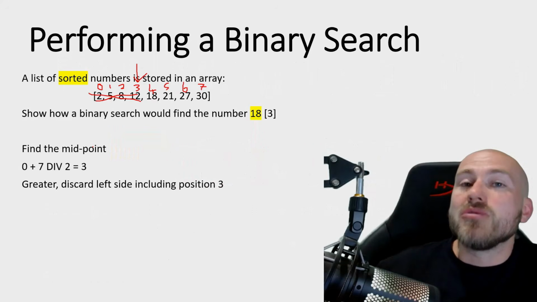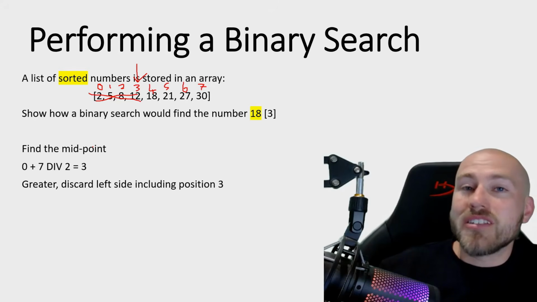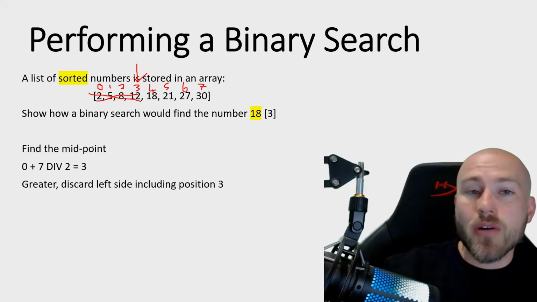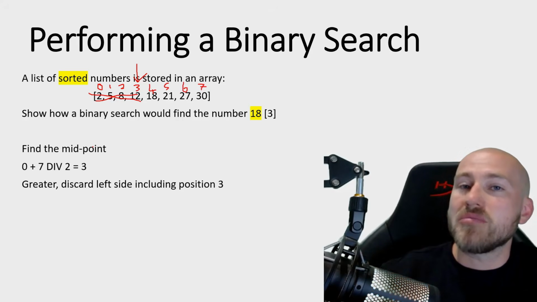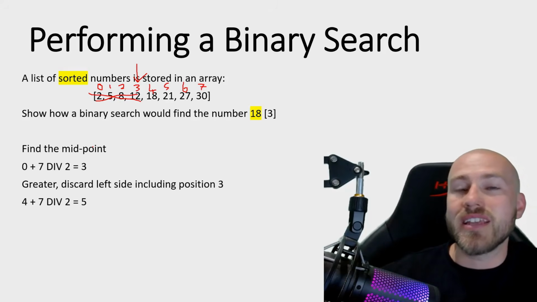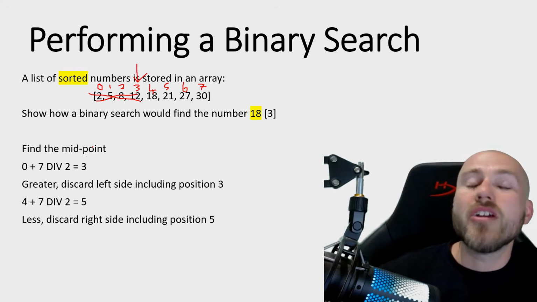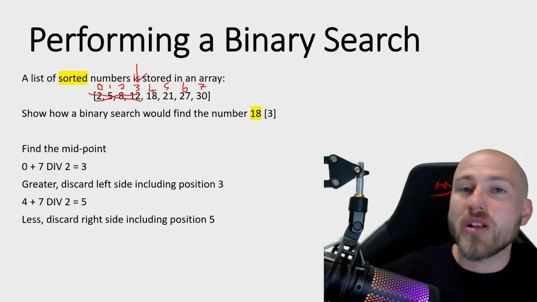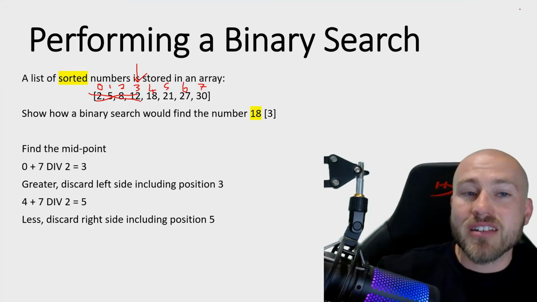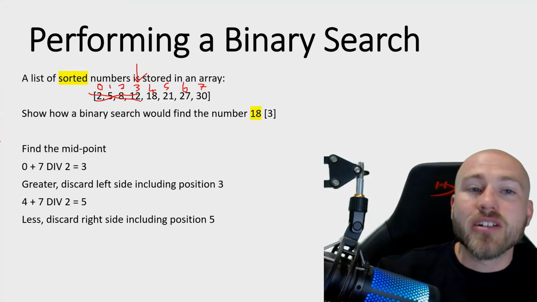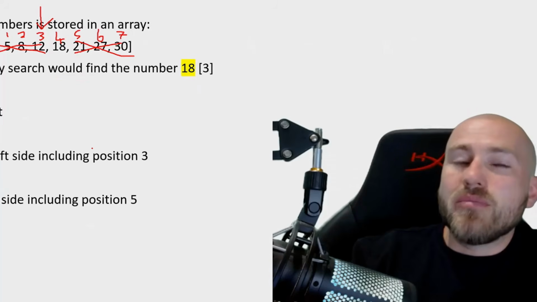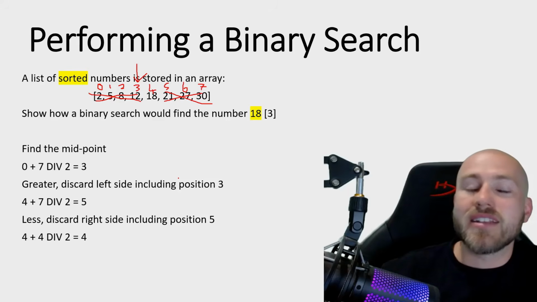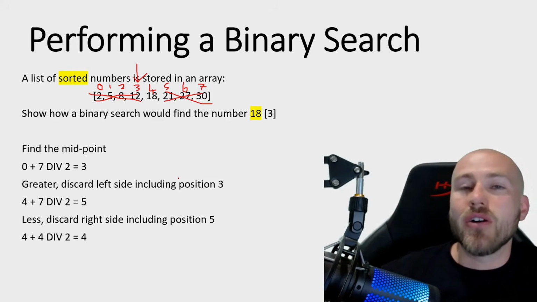Then all you've got to do is repeat the steps until you find what it is that you're looking for. Our new very left position is position 4, added to our very right position, which is position 7. Div 2 is going to give us 5. We know now that 18 is going to be less than what's in position 5, which was 21. So we're going to discard that whole side on the right, including position 5. At this point, we've only got position 4. That is both our left and right side now. So 4 add 4 gives us 8.